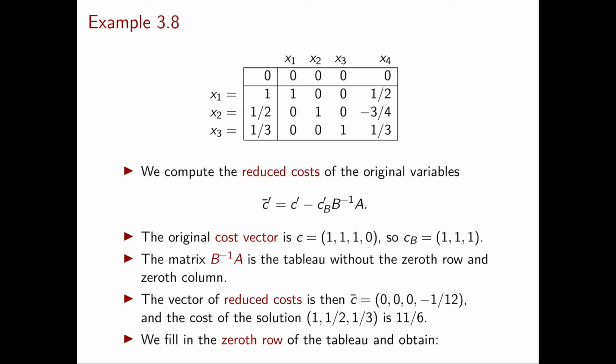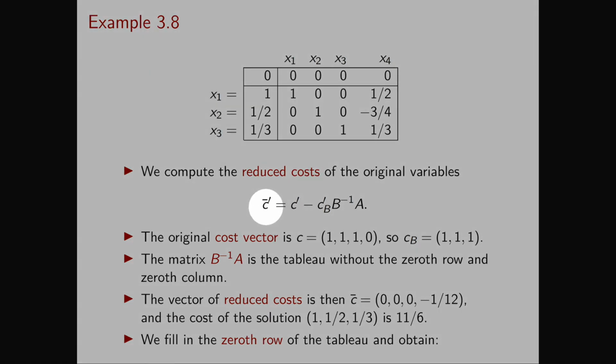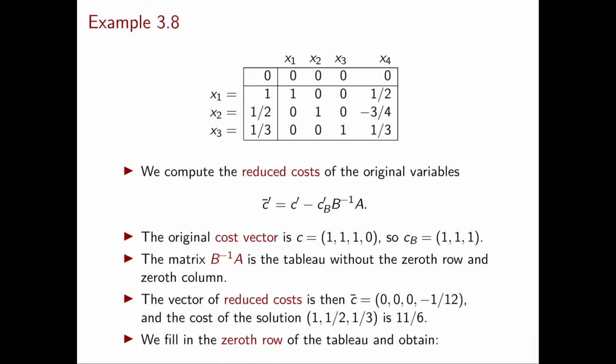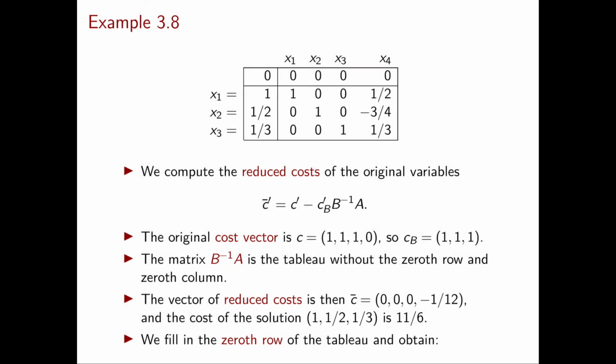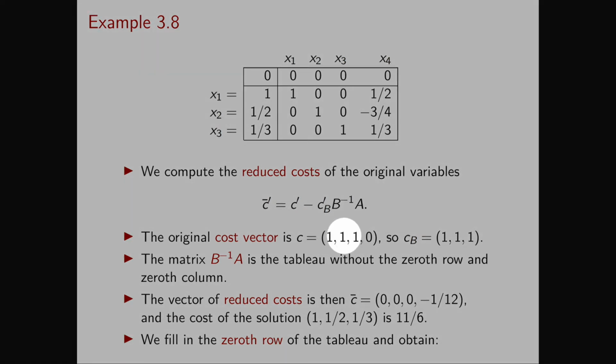To compute the reduced costs, we use the formula for the reduced costs. C bar transpose is equal to C transpose minus CB transpose B inverse A. In this formula, C is the original cost vector. If you go back to the beginning of the example, you will see that it was the vector 1, 1, 1, 0. This is because the objective function was x1 plus x2 plus x3. Now from the tableau, we read that the basic variables are x1, x2, and x3. So the vector CB in the formula is obtained by taking the first three components of C. So we have CB equal to 1, 1, 1.